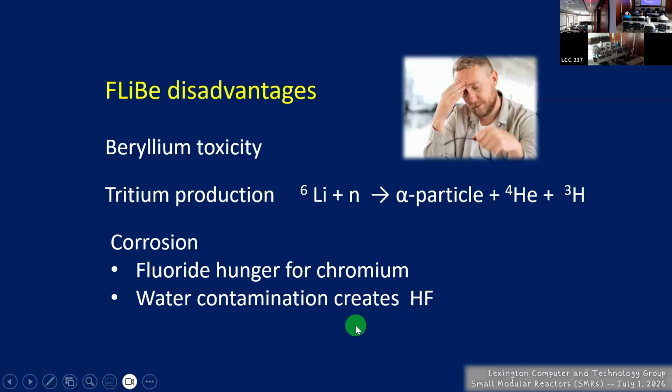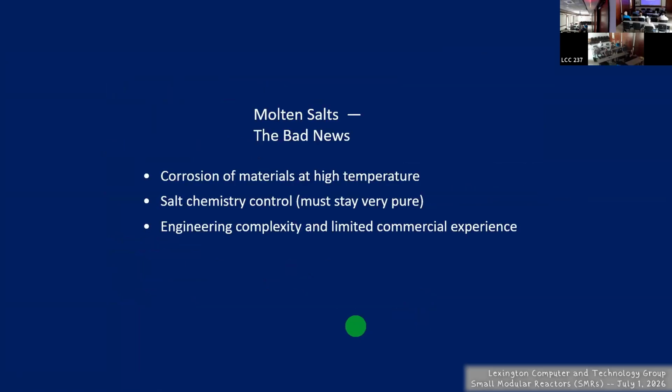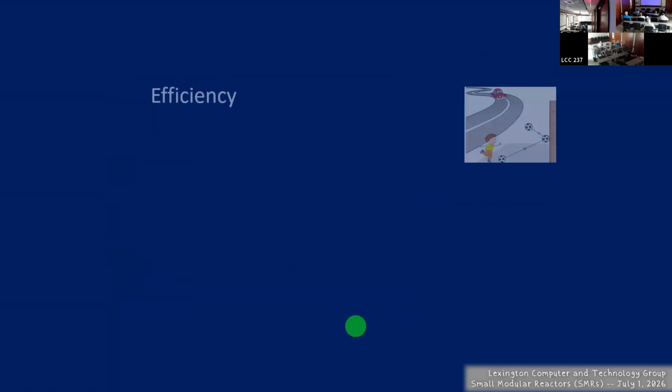And if you get any water contamination, you get hydrofluoric acid, which can etch almost anything. So it's going to become very destructive. So it has to have great purity. So the molten salts, the bad news: corrosion of materials, high temperature. Salt chemistry control must be very pure. It has engineering complexity and limited commercial experience. So that's what a lot of people are working with, but there's plenty of stuff to be overcome.